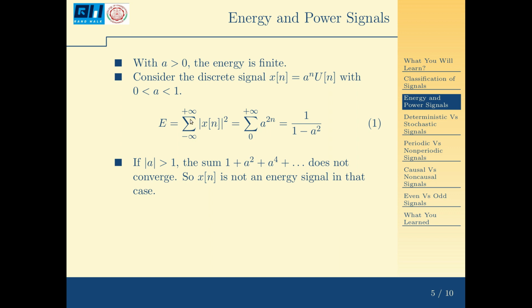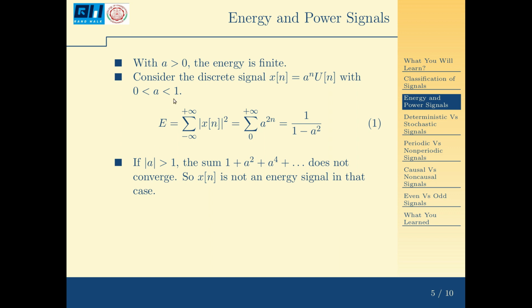That is the sum from minus infinity to plus infinity of |x[n]|². Due to the presence of this u[n] function, this summation is modified to go from 0 to infinity. So it is the sum from 0 to infinity of a^(2n), since the square of a^n is a^(2n). This geometric series sums to 1 by 1 minus a².